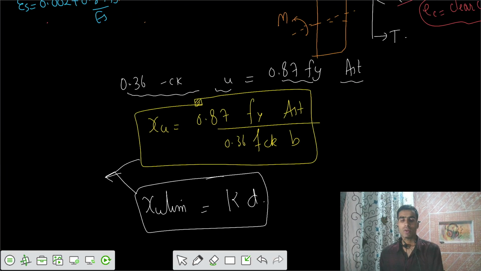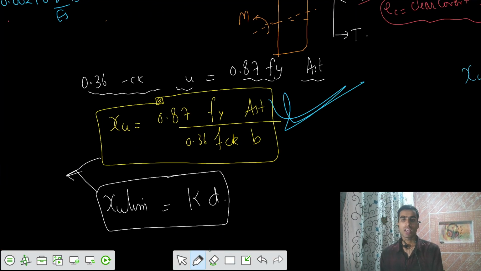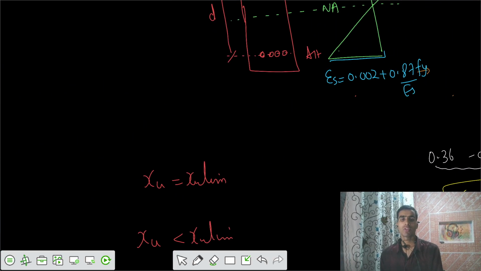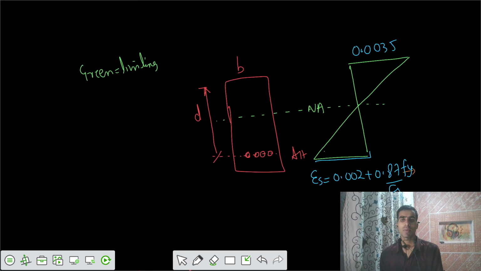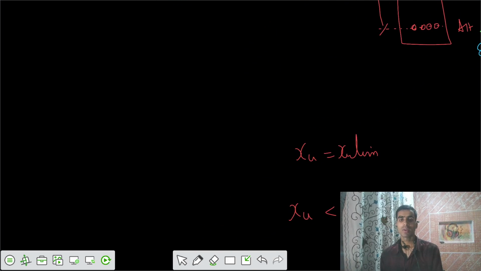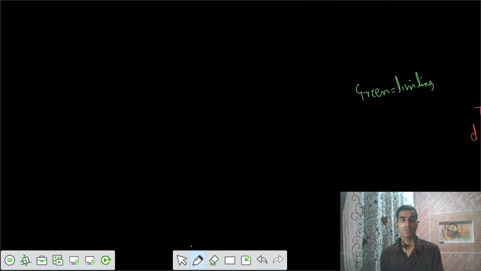Now, based on this value of xu from C equals T, you would get different values. We have three different possibilities. The first possibility is that xu actual is equal to xu limiting, and for that case the diagram is in this fashion. What does this limiting condition mean? We also call the limiting section a balanced section.